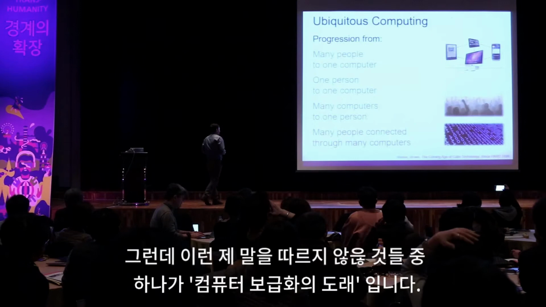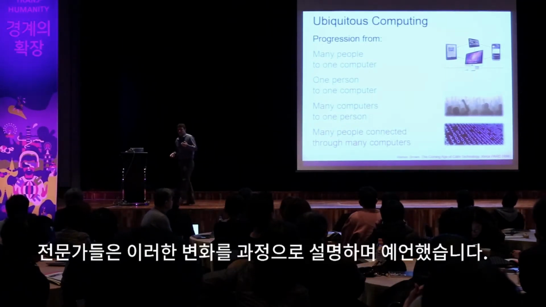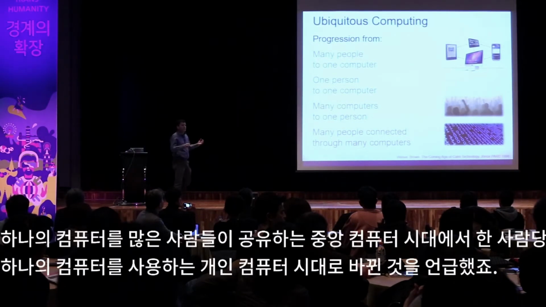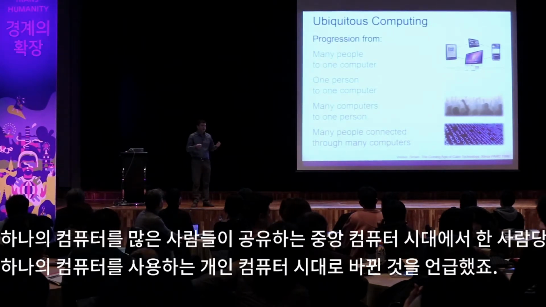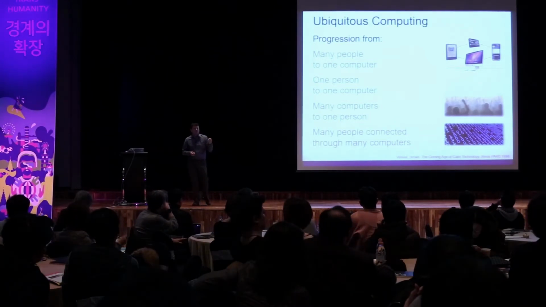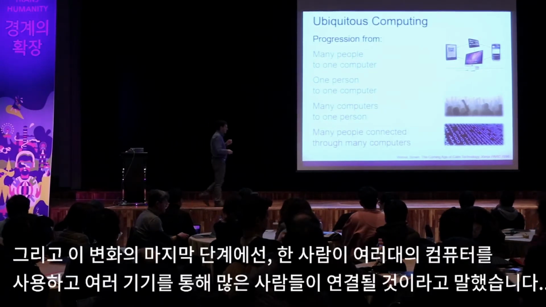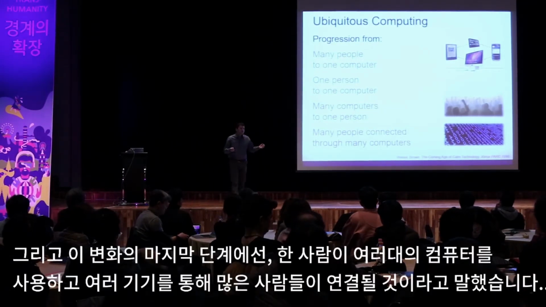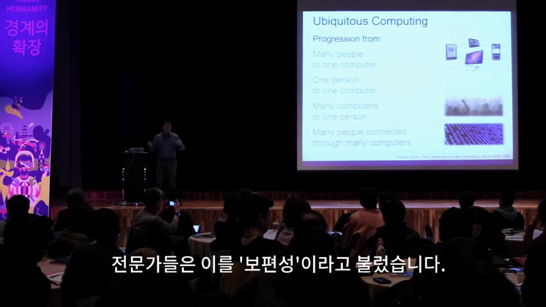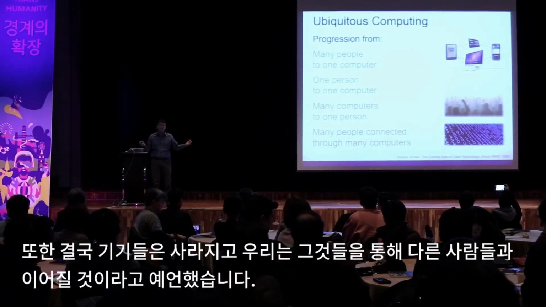And one of the things that follows from that is the arrival of ubiquitous computing. And so Weiser foretold this when he described this progression from the mainframe era, the many-to-one, many people sharing a single computer, into the personal computer era, right, the one-to-one, each of us having our own computer, and into these later stages where the many computers to one person, and then what he finally called ubiquity, which was many people connected through many devices, right? And so the devices disappear and we become connected through them to each other.